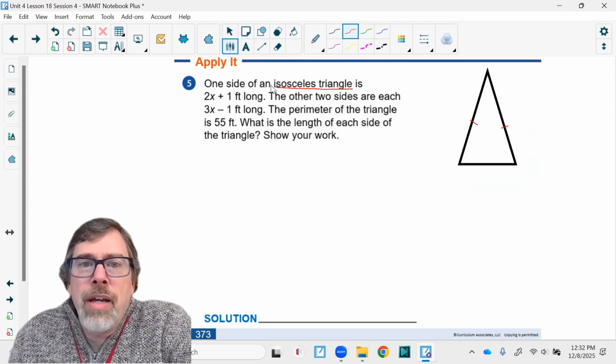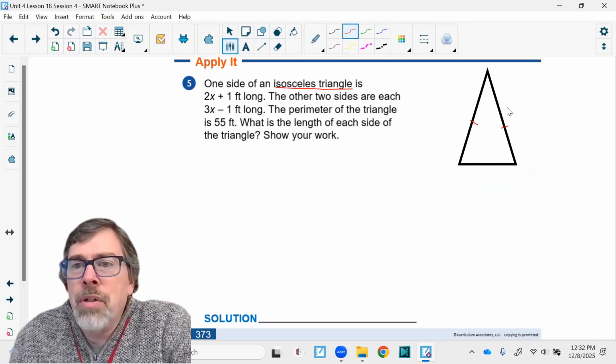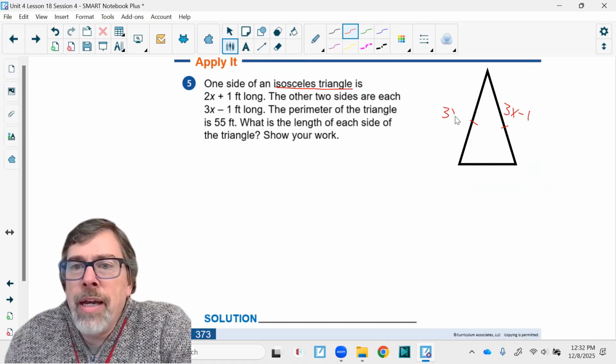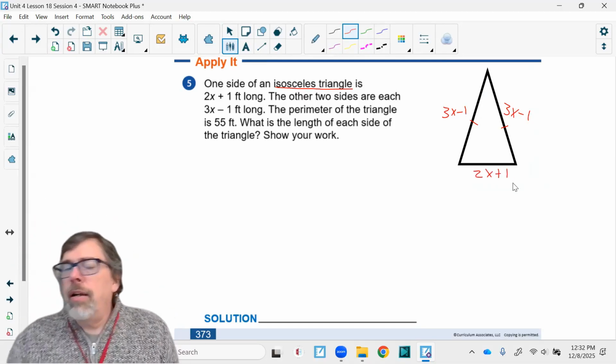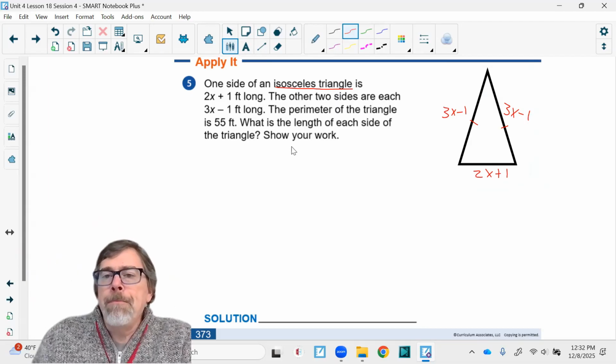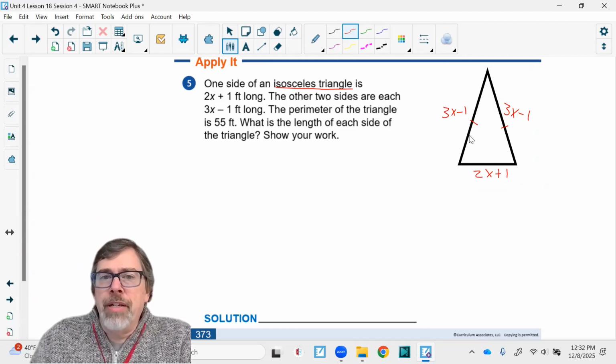And it says one side of an isosceles triangle is 2x plus 1 foot long. The other two sides are each 3x minus 1. So this is 3x minus 1. This is 3x minus 1. And the base is 2x plus 1. Okay? All right. So there's the three sides of my isosceles triangle. The perimeter of the triangle is 55 feet. What is the length of each side?